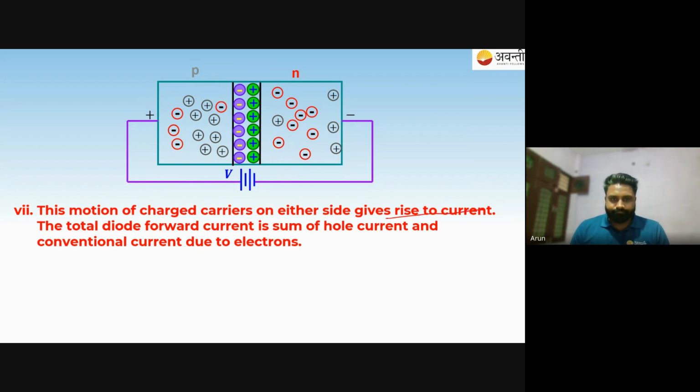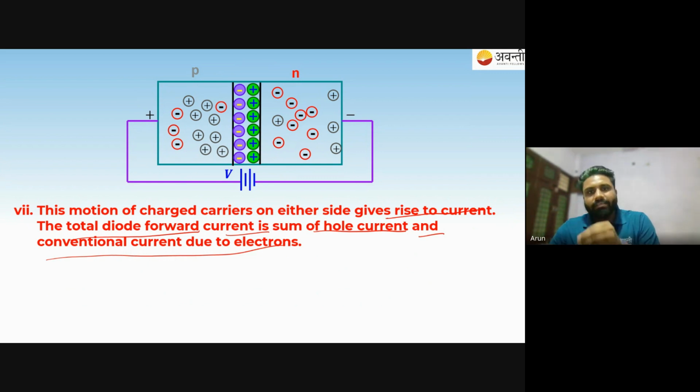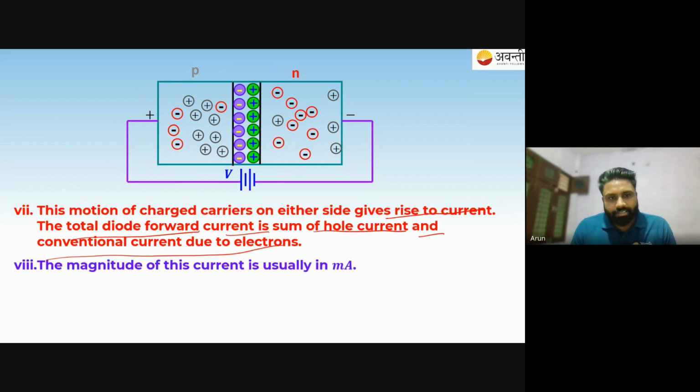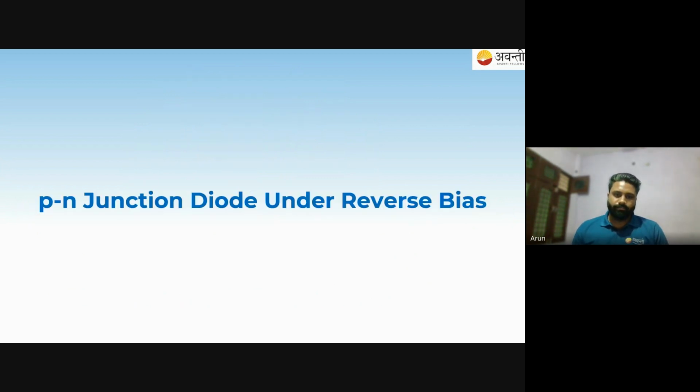So the total diode forward current is the sum of the hole current and the conventional current due to electrons, because here the hole is moving from the p side to the n side, and the electron is also moving from the n side to the p side. The magnitude of this current is usually in milliamperes, so it is a very low value.